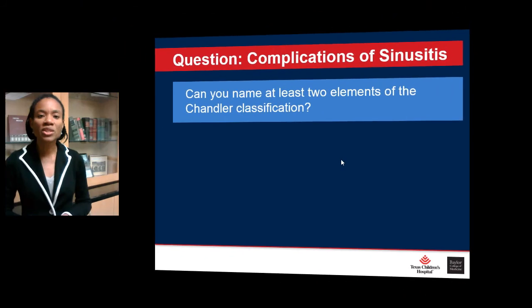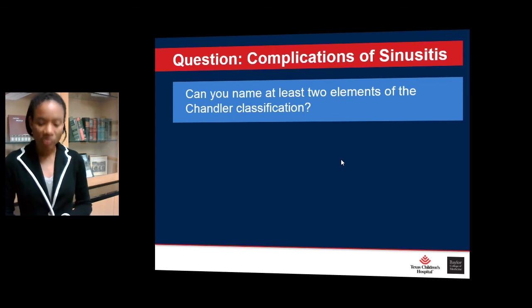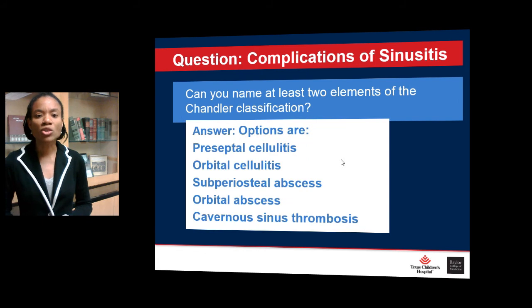So here's our quiz question on complications of sinusitis. Can you name at least 2 elements of the Chandler classification? Of course, there are 5 elements, and so if you chose any 2 of the following, you are correct.